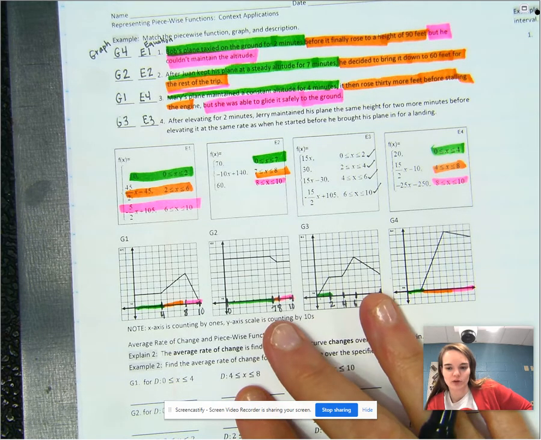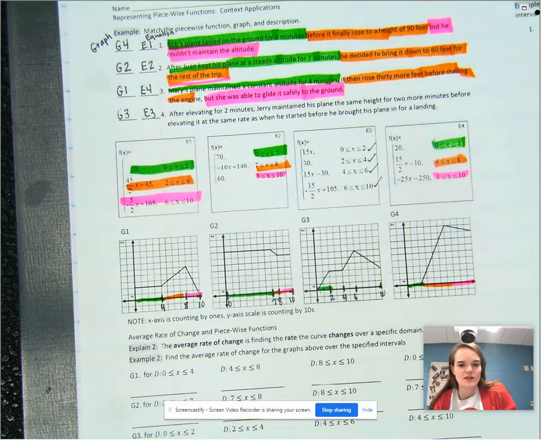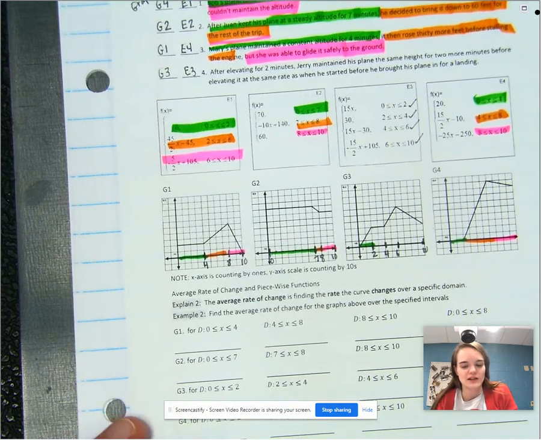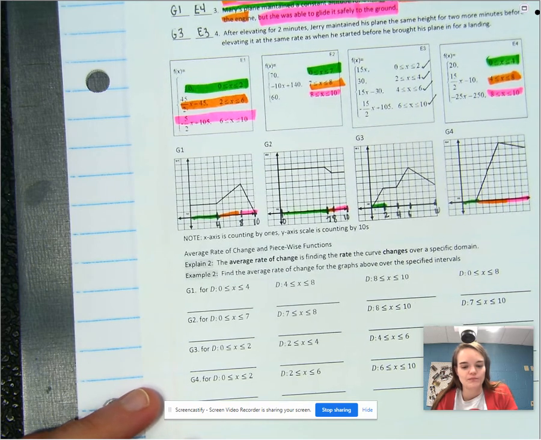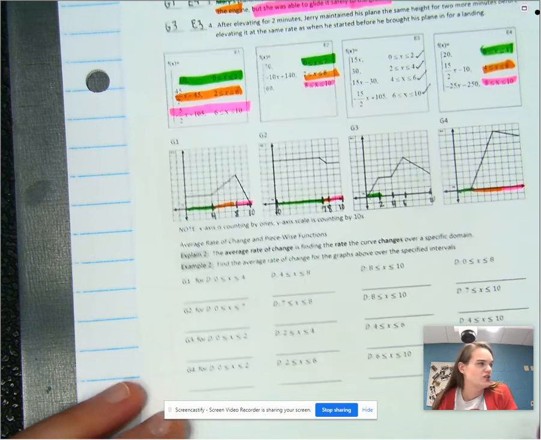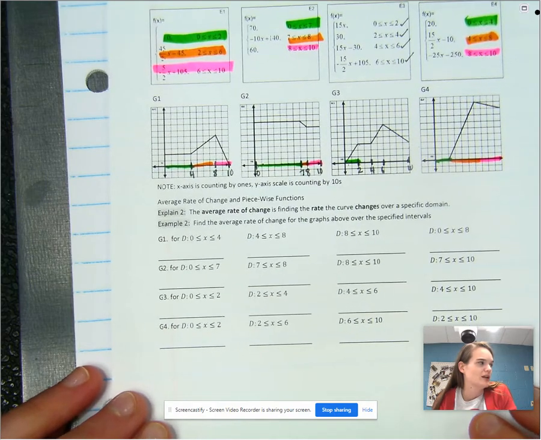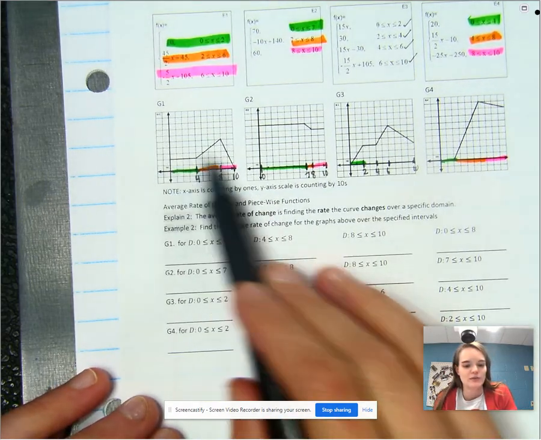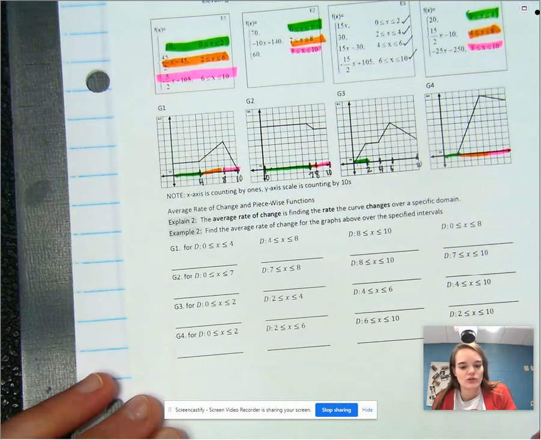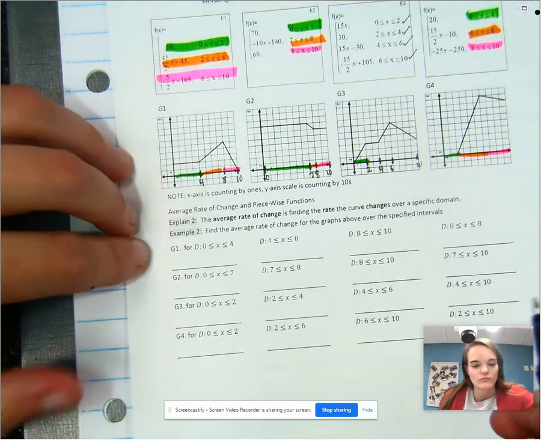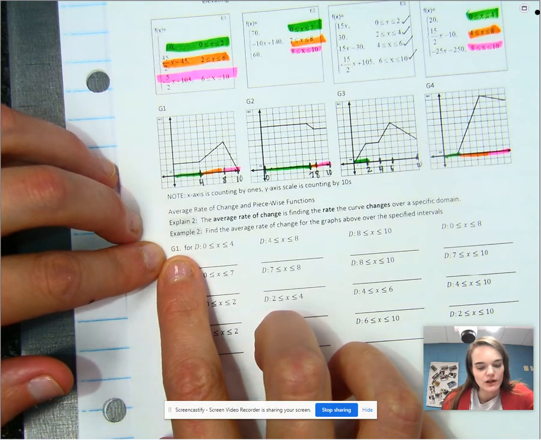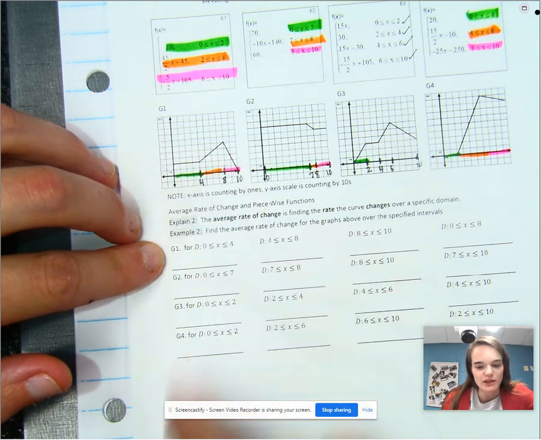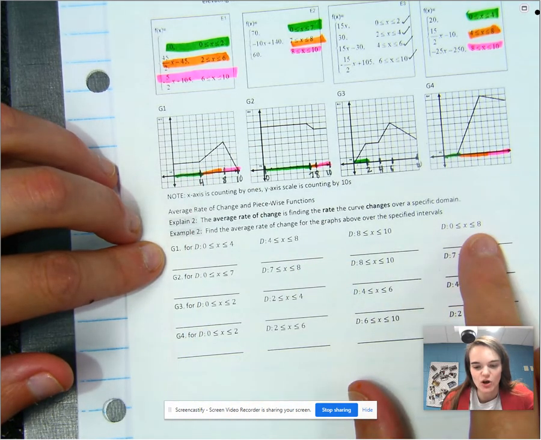So E3 and G3 are correct. All right, last but not least, we're going to find the average rate of change. The average rate of change is kind of like finding the slope. It's finding the rate that the curve changes, but over a specific domain. We can say what's happening from the beginning to the end, but that one's harder to do. What we're actually going to do is work with the first graph. We are going to find the rate of change for each piece, and then eventually over the whole thing.